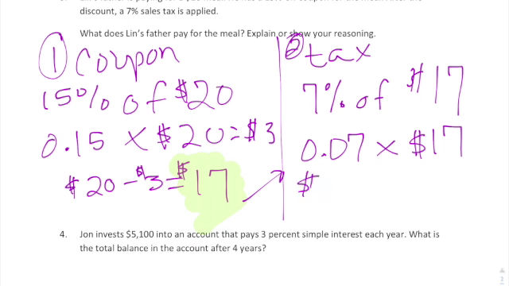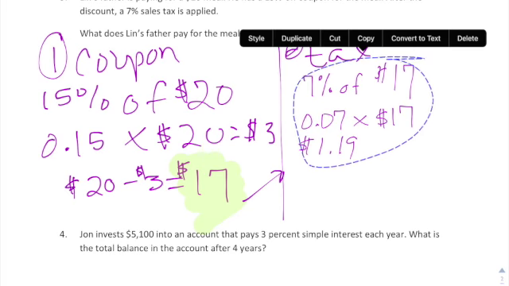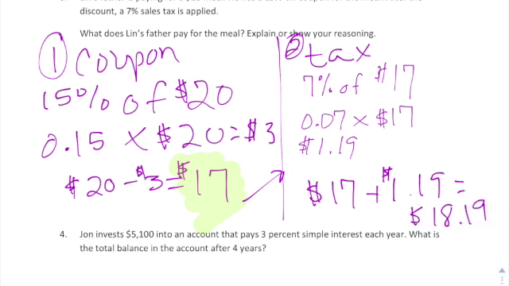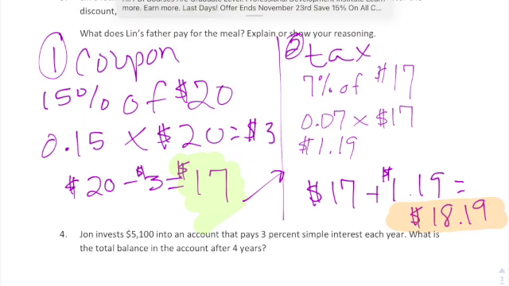And I get $1.19. Now I need to add that. Now I need to add my $1.19 to my 17, right, to my total. And I get $18.19. So this is my final answer for all of them.